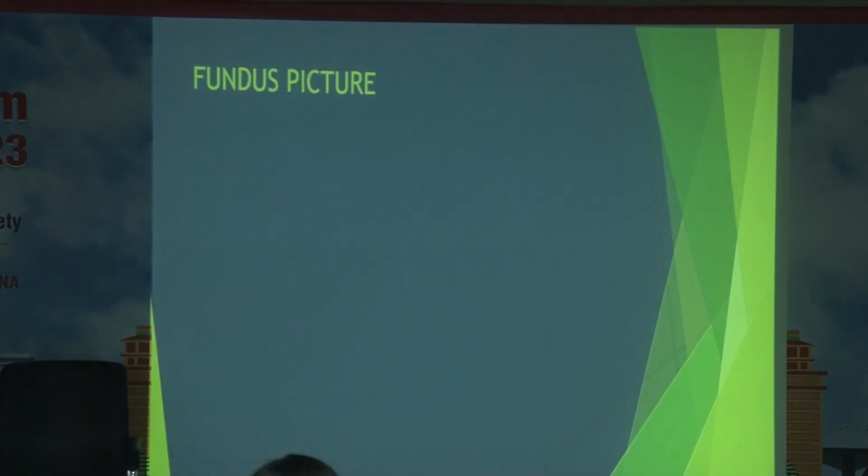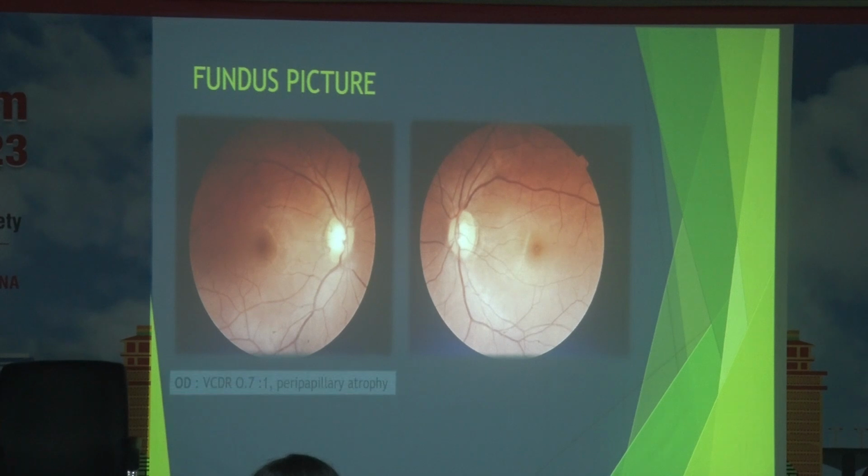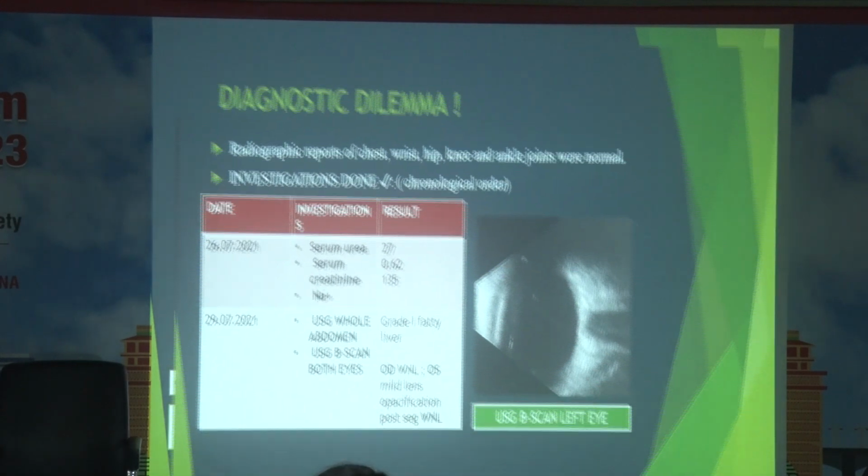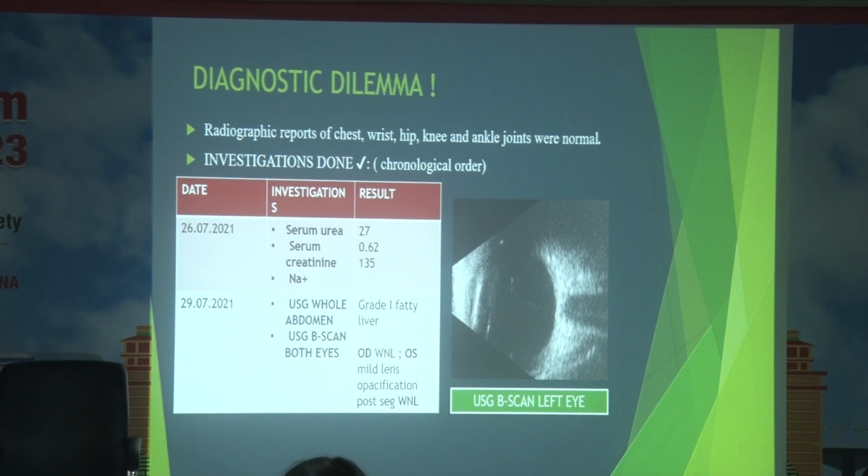Now coming to the fundus picture, dilated fundoscopy was done. There was bilateral deep cup. However, there were no signs of lupus retinopathy or choroidopathy. Diagnosis was a dilemma. Radiographic examination was done and it was found to be normal. We proceeded with laboratory investigations. Ultrasound B scan was done to look for signs of incipient posterior scleritis, and the ultrasound B scan of both eyes was normal.